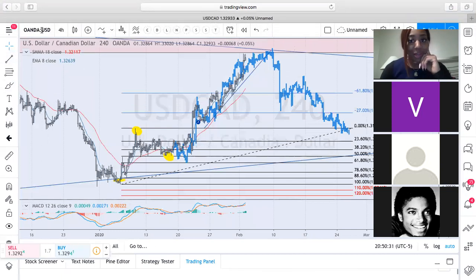Perfect. Yes. And that also goes 100% in confluence with the concept that the DXY is dropping. So if we have the US dollar dropping, perfect that we have USD CAD dropping as well. I was looking at GBP USD earlier.